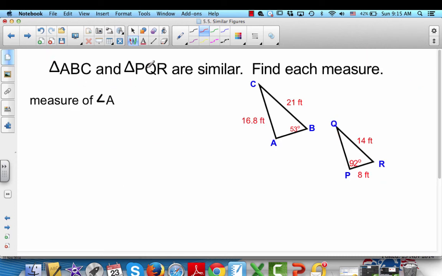Triangle ABC and triangle PQR are similar. Find the measure of angle A. Do you remember? The angles have to be exactly the same measures, okay? If it tells you that they're similar, these angles are going to be the same. So if we're trying to find this one, it corresponds to angle P. So if A corresponds to P, that means that A has to be 92 degrees.